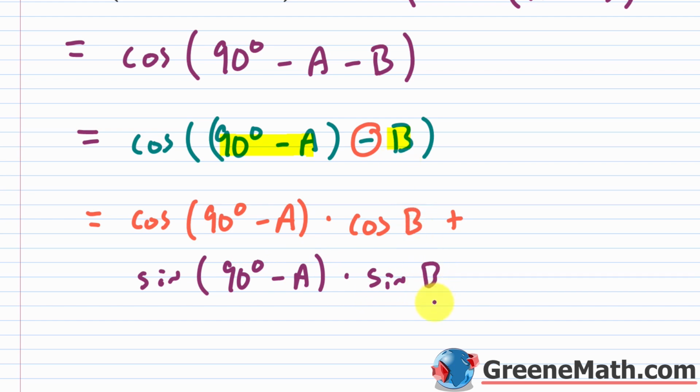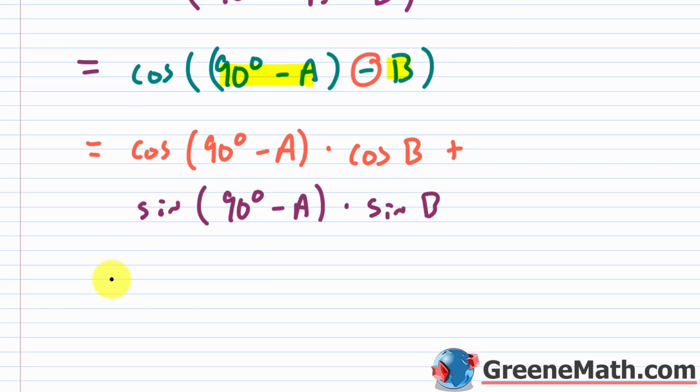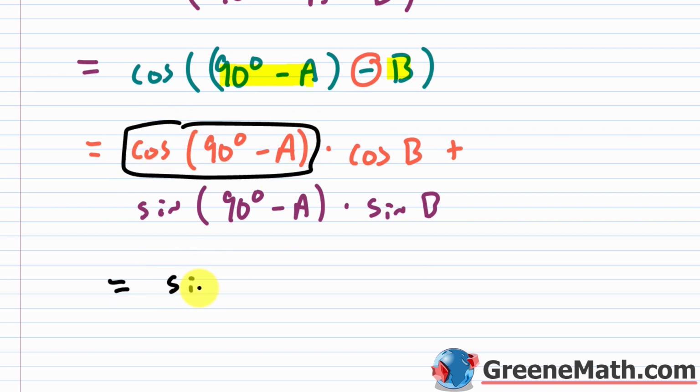Now, from here, I want you to remember, if you have the cosine of 90 degrees minus A, you can replace that with the sine of A. So I'm just going to say that this part right here is going to be the sine of A. That's from our cofunction identities.